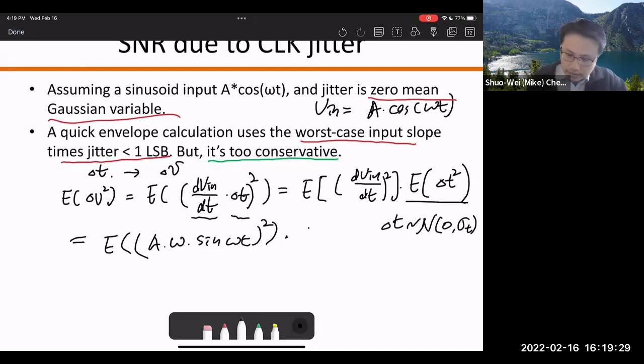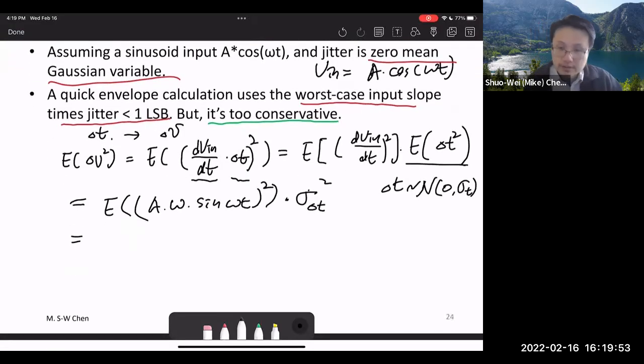All right. So that's a Gaussian variable, and so that's why if you look at the variance of the Gaussian random variable, basically that will give you sigma delta t squared, right? So you just basically square your standard deviation. Okay, so we are almost there.